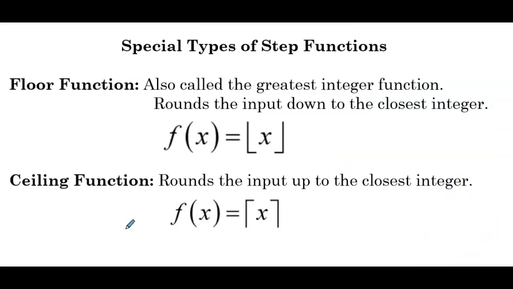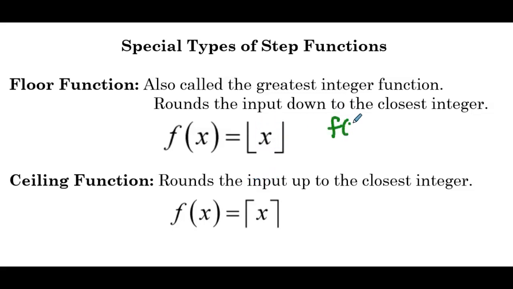Now there are two special types of step functions that if you study enough mathematics, you're going to see used. And that's the floor function and the ceiling function. So the floor function, also called the greatest integer function, takes the input and rounds it down to the closest integer. Okay, so for instance, if we put in 2.1 as the input here, we would round down.